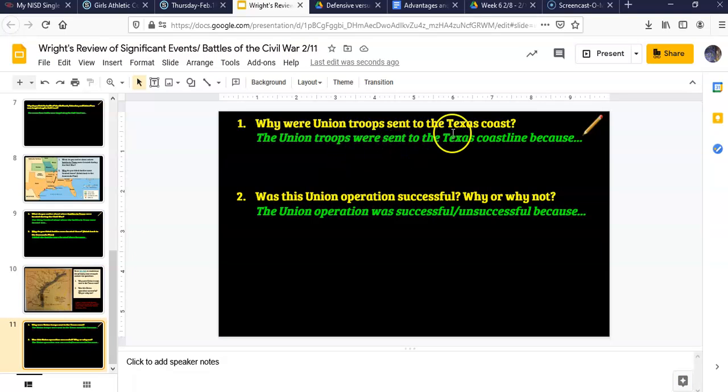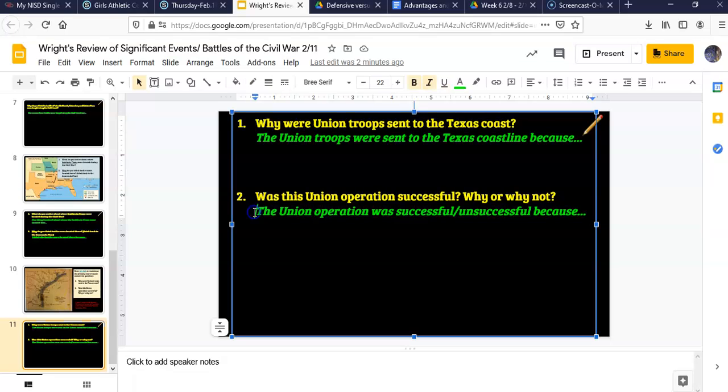The Union troops were sent to the Texas coastline because, and I'm going to finish answering the question, was this Union operation successful? Why or why not? So when I edit this particular sentence starter, I'm going to highlight and hit backspace on whichever word, successful or unsuccessful, that I feel it was, and then answer and give a reason why I thought it was successful or why I thought it was unsuccessful.